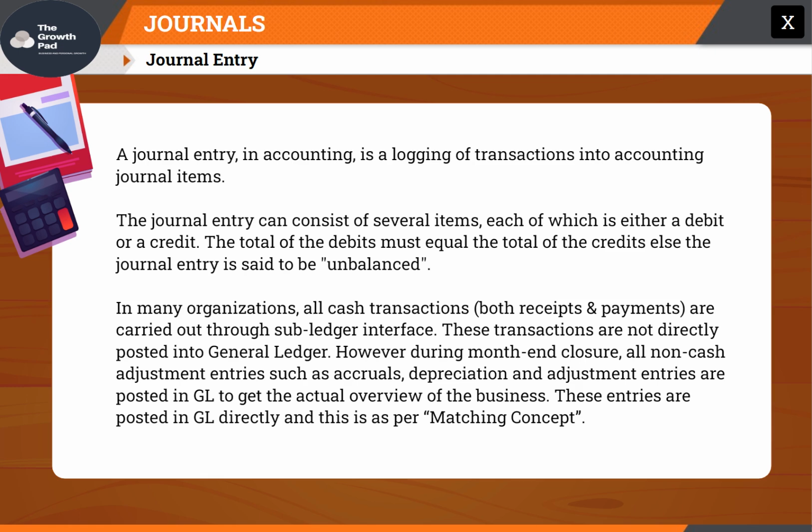These transactions are not directly posted into the general ledger. However, during month-end closure, all non-cash adjustment entries such as accruals, depreciation and adjustment entries are posted in GL to get the actual overview of the business. These entries are posted in GL directly, and this is as per the matching concept.